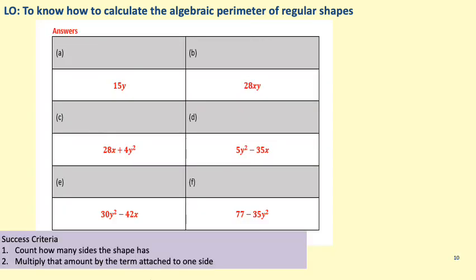Okay, and here are the answers. Give yourselves a mark out of 6. Make sure your answers have been fully simplified.